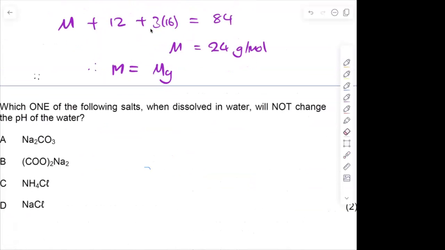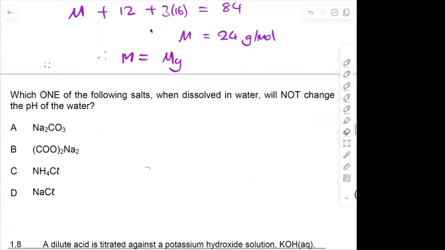We have the question there. When you know the answer, post it in the chat. So in the chat, just write down an A, a B, a C, or a D. It says, which one of the following salts, when dissolved in water, will not change the pH of water?